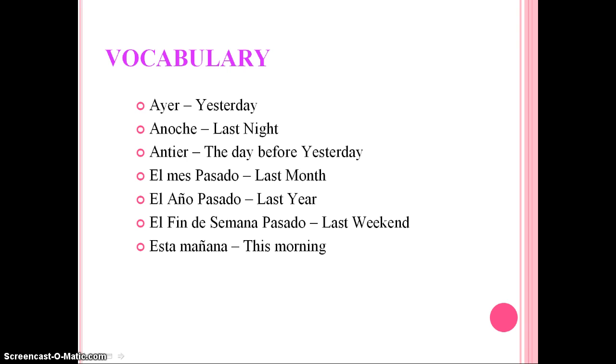Here's some useful vocabulary that you might remember from last year. Whenever you see these words in your sentence and you're having to determine preterite or present, then you will know that for sure this is preterite because these are all words that indicate past. So ayer, yesterday, anoche, last night, anteayer, the day before yesterday, el mes pasado, last month, el año pasado, last year, el fin de semana pasado, last weekend, esta mañana, this morning.